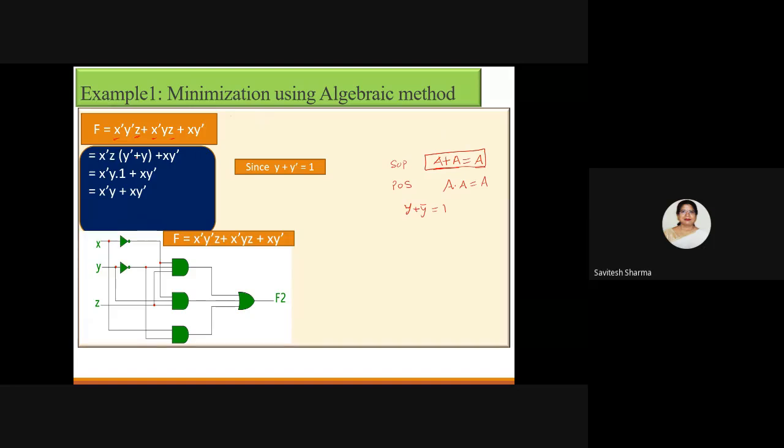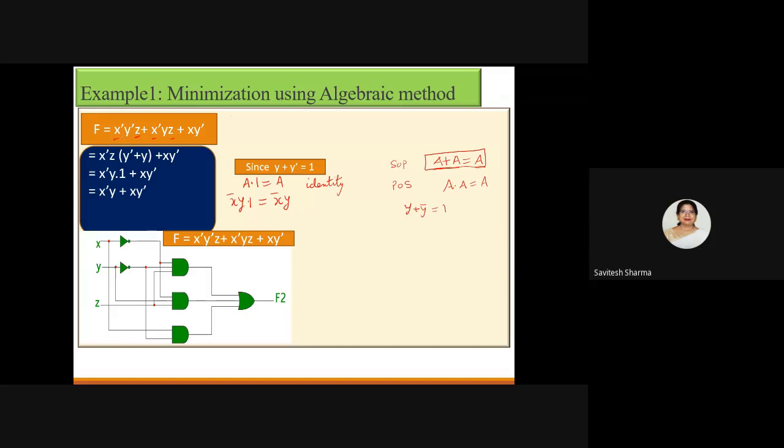Okay. And another property you will use here is a dot 1 is equal to a. A and 1 equal to a. It is called the identity property. You will use the identity property to replace this x bar y dot 1 with x bar y. So you see that I am replacing this x bar y dot 1 as x complement y.